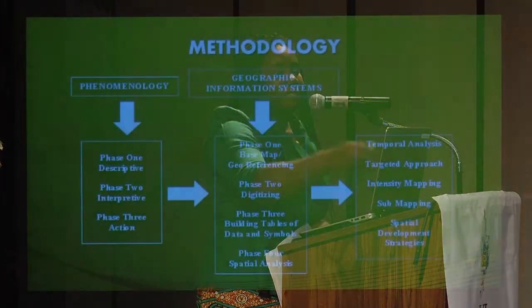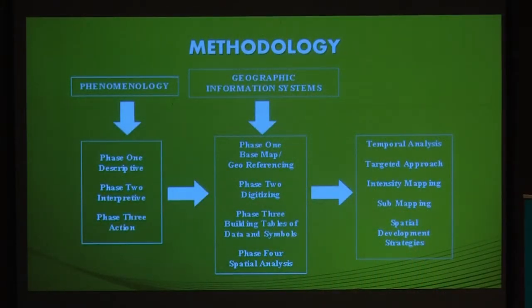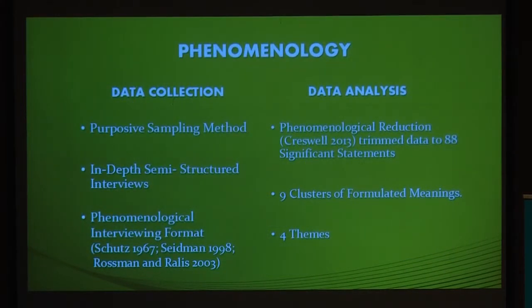So phenomenology, these are the phases: phenomenology, geographic information system, and of course the product of the merging of the two strands. So phenomenology, the first strand, data collection: we use the purposive sampling method. Our target population was civil society leaders.